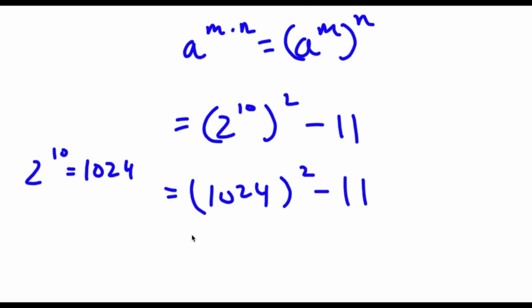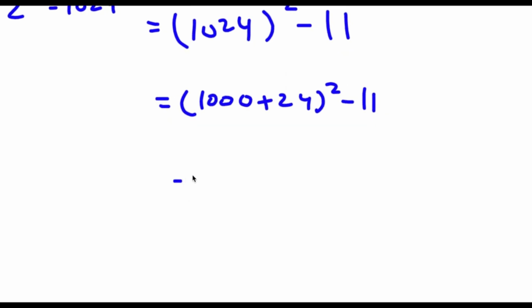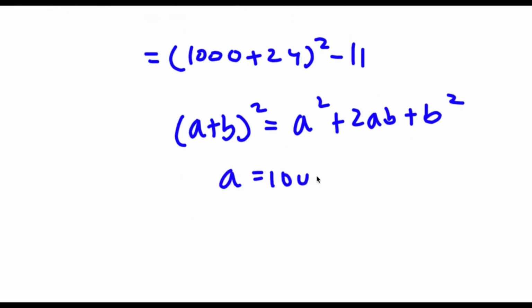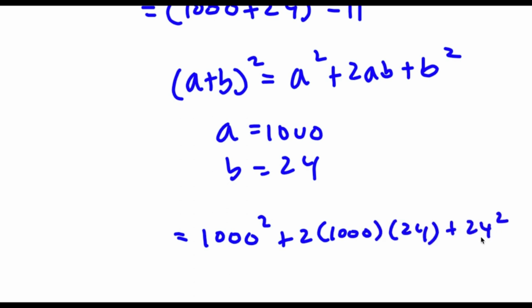And 1024, I can rewrite as 1000 plus 24 to the power of 2 minus 11. Now, if I have something in the form a plus b squared, this is simply equal to a squared plus 2ab plus b squared. So in this case, a is equal to 1000 and b is equal to 24. So this is going to equal 1000 squared plus 2 times 1000 times 24 plus 24 squared.